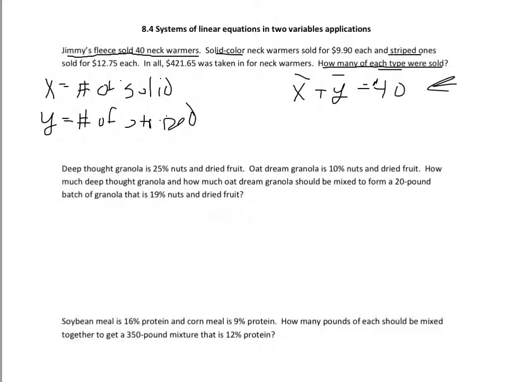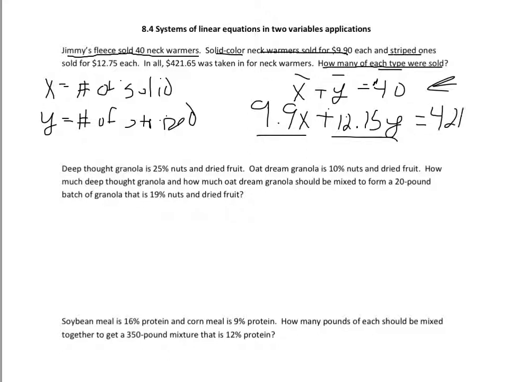Now in the second equation, we're going to equate money. Each of these solid neck warmers is $9.90, so 9.9x represents the amount of money we're taking in from solid neck warmers. Plus, striped neck warmers are $12.75, so 12.75y represents how much money we're taking in from the striped ones. The amount of money we get from the solid plus the amount we get from the striped is the total amount of money we have, which is $421.65. And this is the system of equations for that first one.